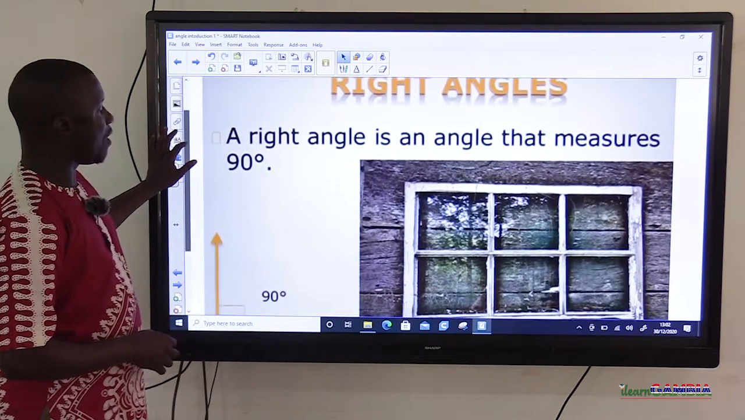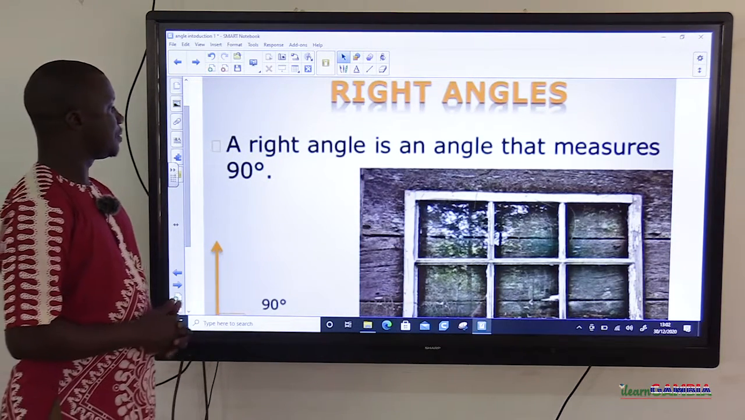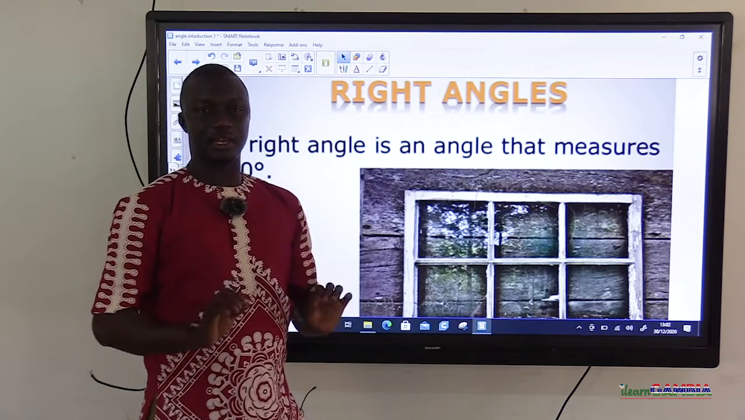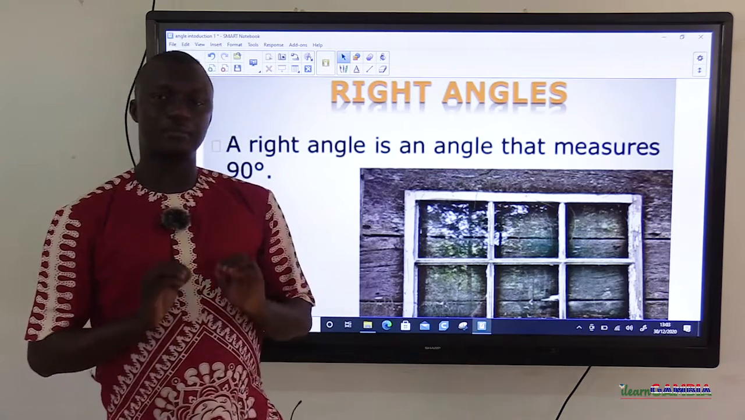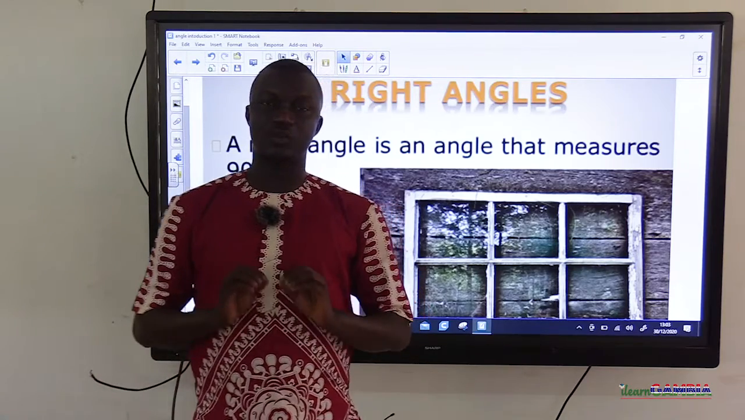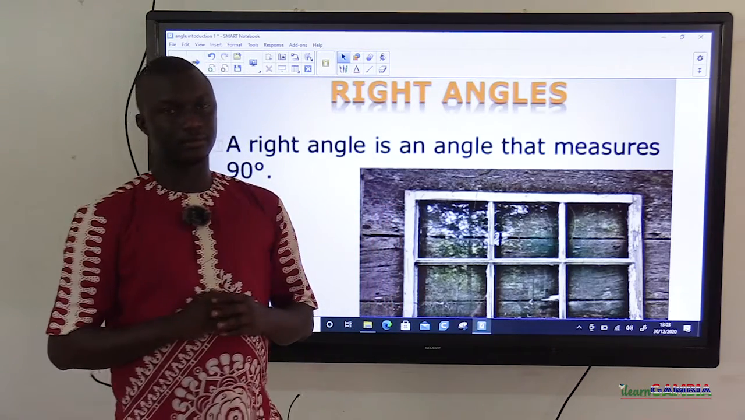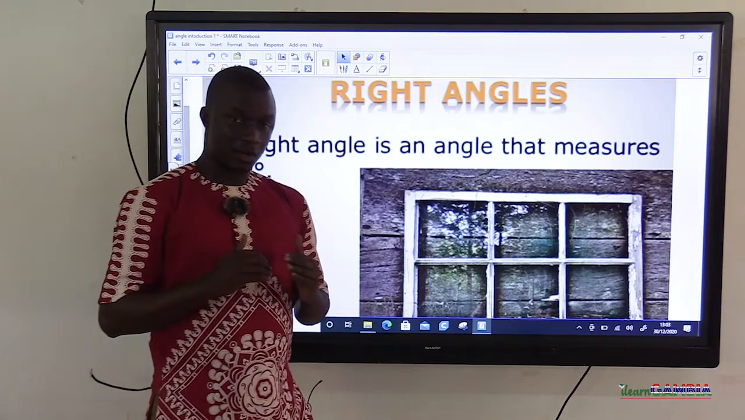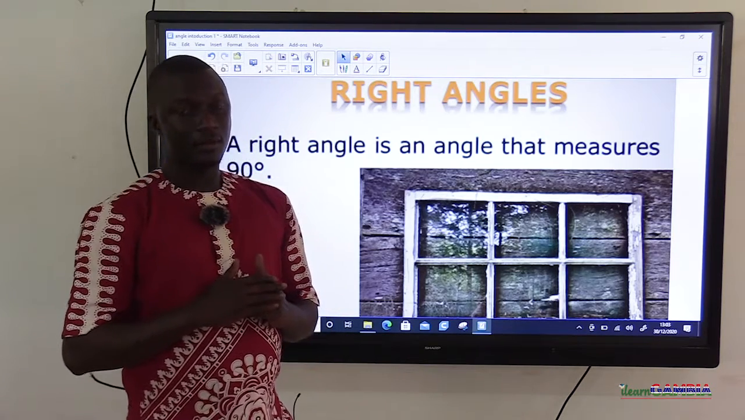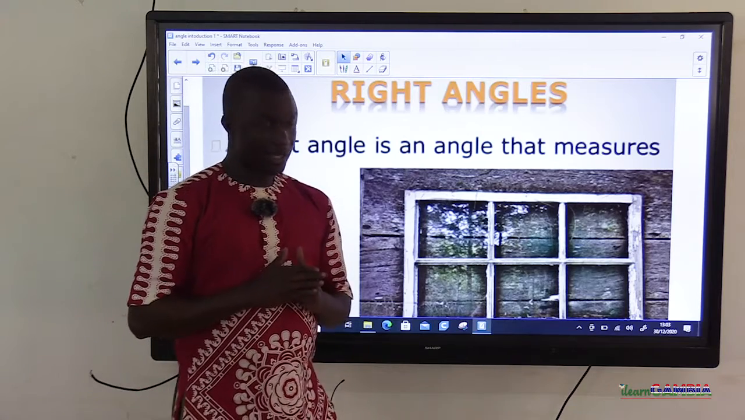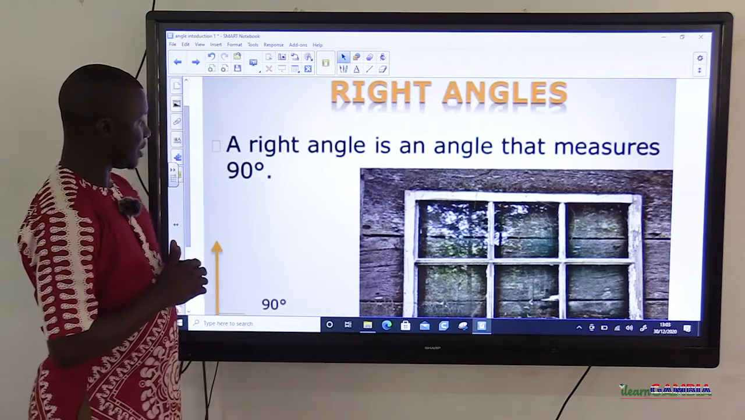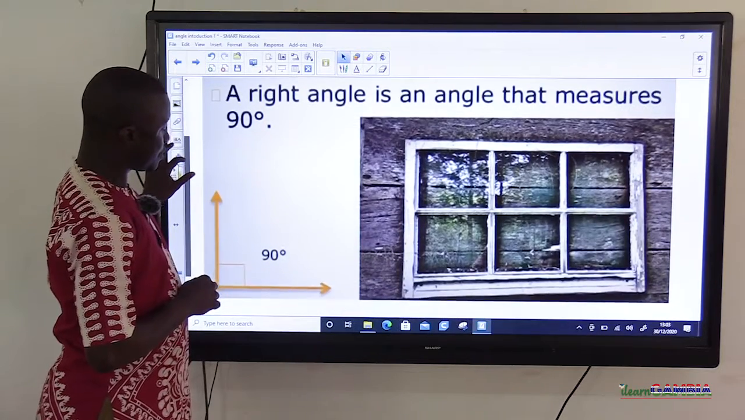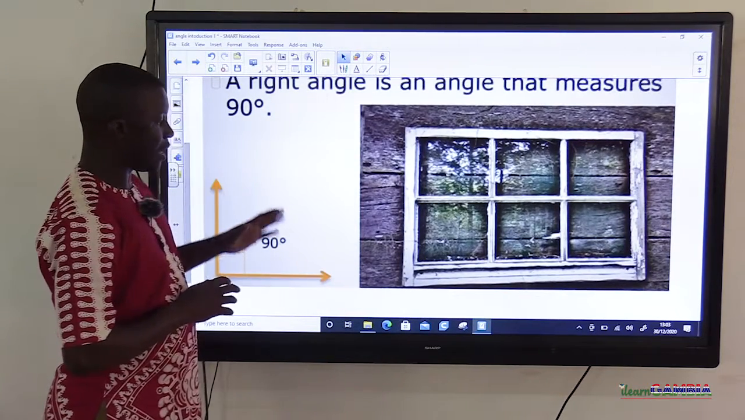Here is an example of a right angle. A right angle is an angle that measures 90 degrees. Any angle that measures 90 degrees is referred to as a right angle. Nothing less than 90 degrees and nothing more than 90 degrees as well. Nothing more, nothing less. And there are some pictorial diagrams here that show us a right angle.